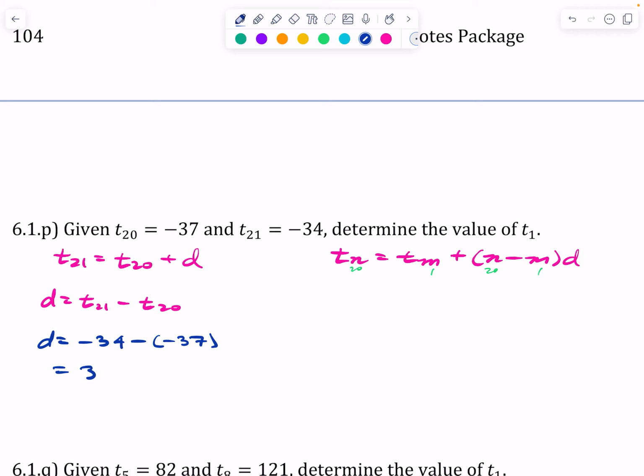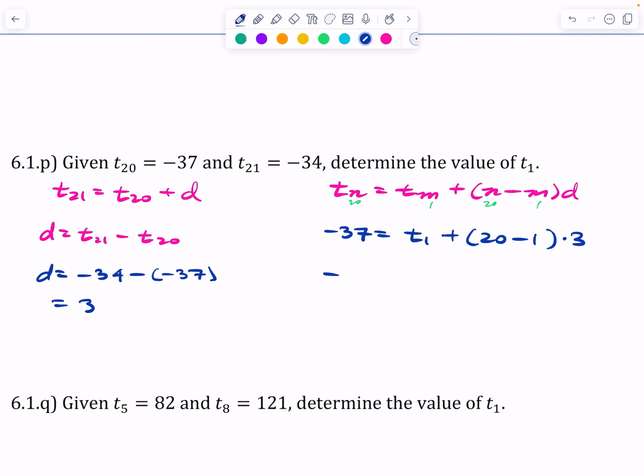We're going to say term 20, well, that's negative 37. We actually know what term 20 is, equal to term 1, which we don't know. That's what we're trying to find, plus n minus m. That's 20 minus 1 in this case, and then times d. D is 3. And now we're solving that.